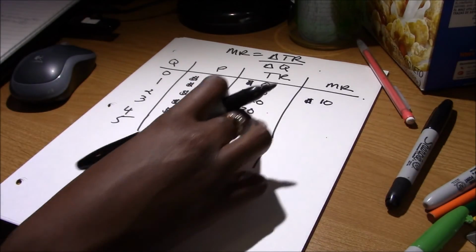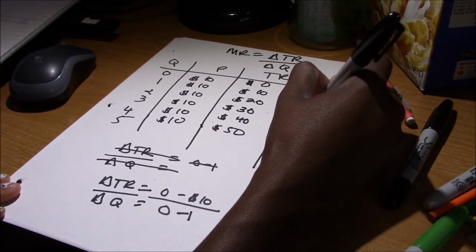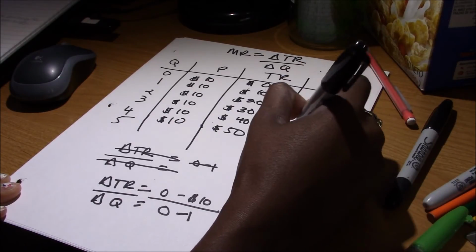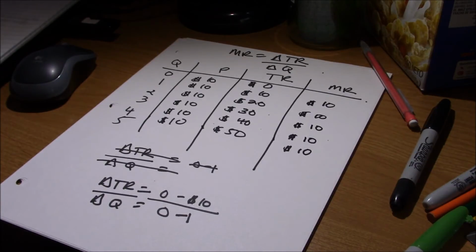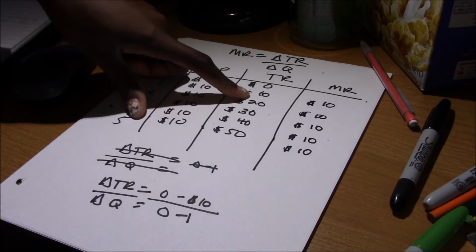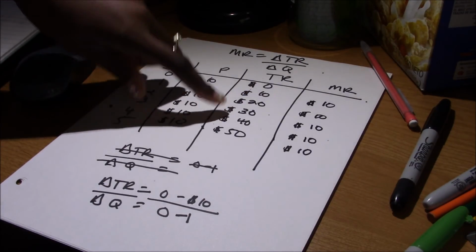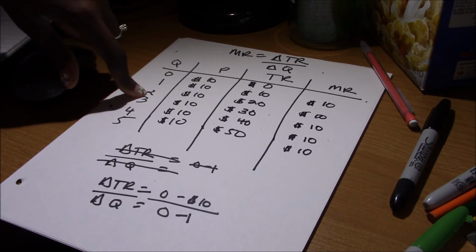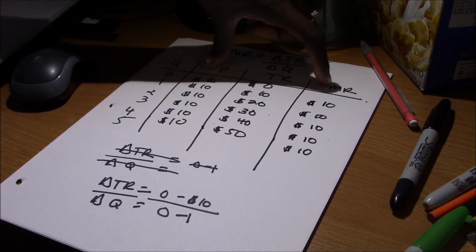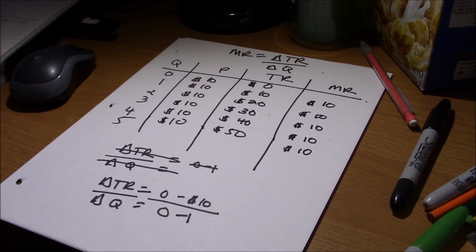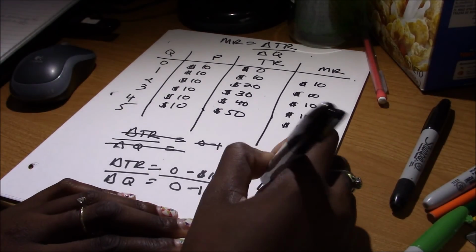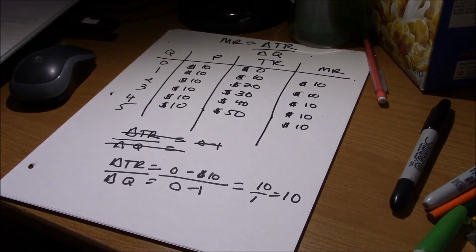If you continue with this exact same formula, you will see that you will get $10 all the way down. Okay? Because each total revenue amount changed by only $10. We're only increasing it by 1 unit because it's just marginal. Remember, that's just plus 1. So it's always going to be 10 divided by 1, like right here, which equals 10.